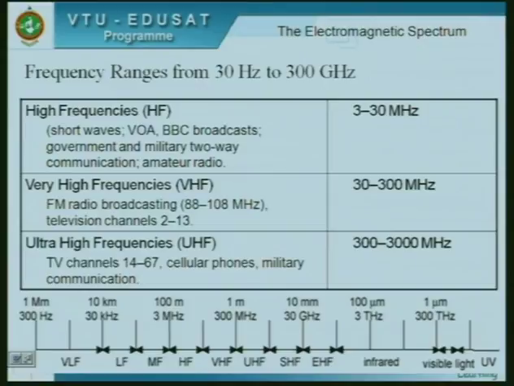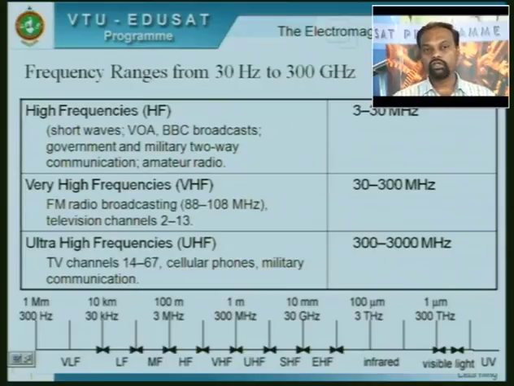High frequency is where all the broadcasting happens, in the range of 3 to 30 megahertz. And very high frequency is from 30 megahertz to 300 megahertz. That is where you come across all the FM radios, like 92.7 FM, 101.1 FM. They are all in this range of 30 megahertz to 300 megahertz, and particularly FM broadcasting happens between 88 megahertz and 108 megahertz.